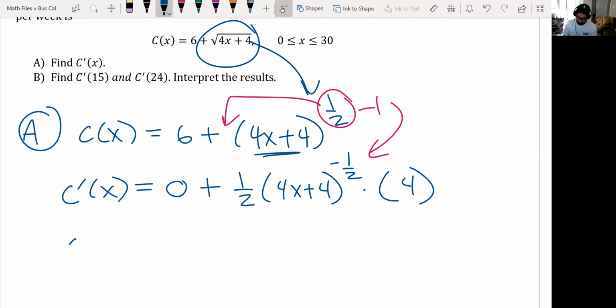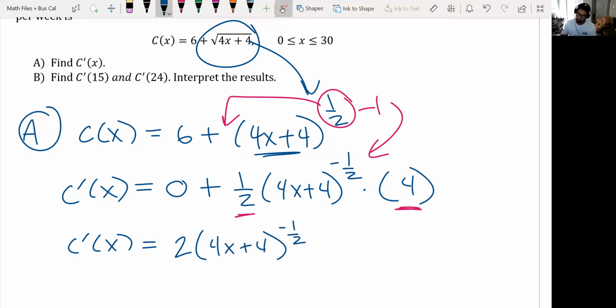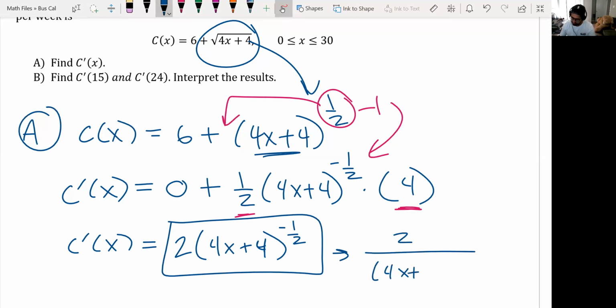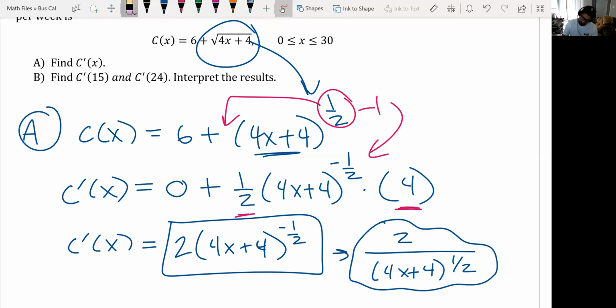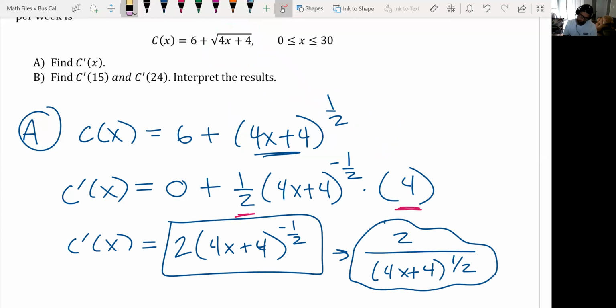Okay. Clean it up. And we get C prime of X is equal to, and we do outside number times outside number, and we end up with 2 times 4x plus 4 to the negative 1/2, which is good. But remember, it can also be rewritten as 2 over 4x plus 4 to the 1/2. Okay. Now all we have to do for B is plug in 15 and 24 and interpret.